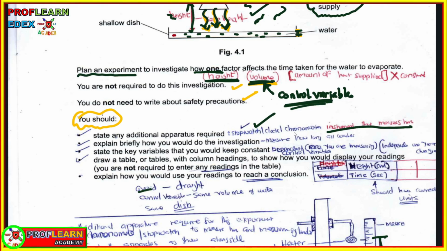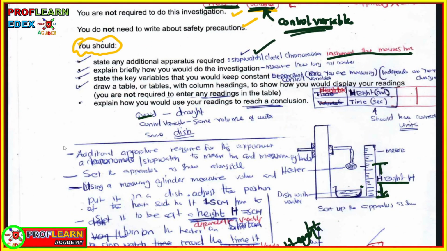Of course, a chronometer is an instrument that is used to measure time. So in your answer, you need to briefly explain how you do the investigation. In this case, we are going to vary the height and measure how long it takes for the water to evaporate at that given height. We keep on varying that, and we are going to develop a table of height in centimeters and time in seconds. Remember, in this question, if you're taking some measurements, you are expected to come up with a table that can be used to collect the data.